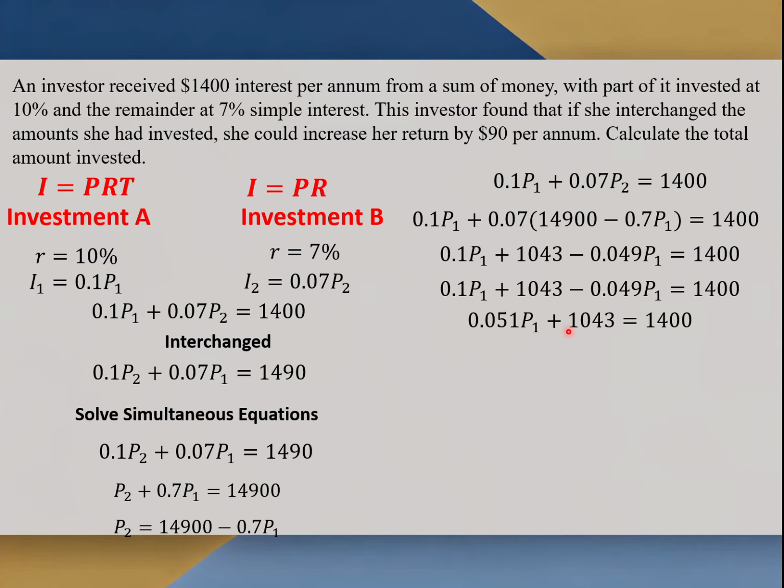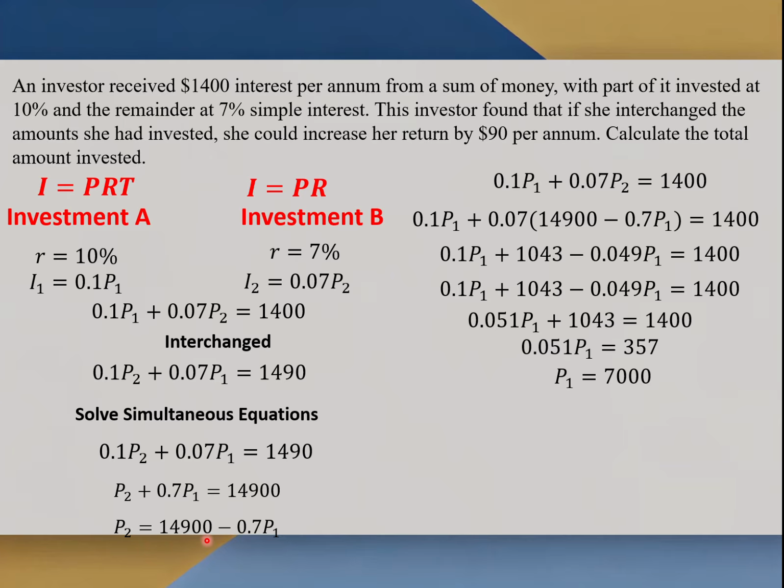So I'll take that away, and it leaves me with 357. The last step is we want P1 by itself, so I divide everything by 0.051, and that gives me P1 is equal to 7,000.